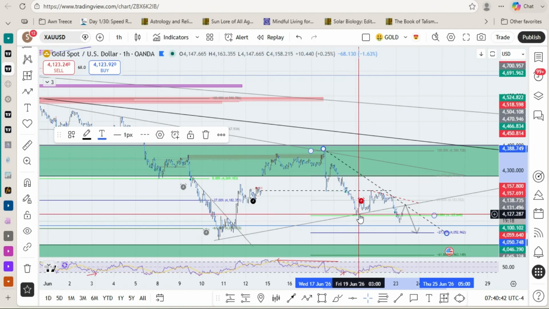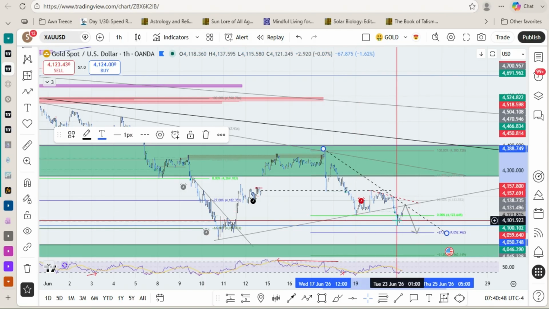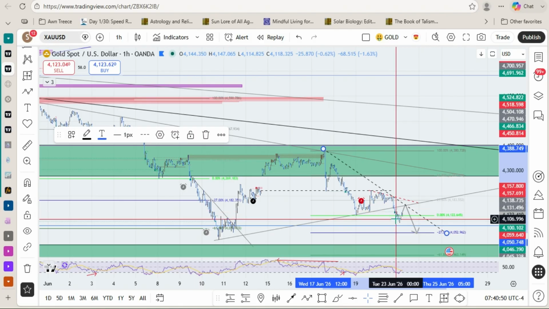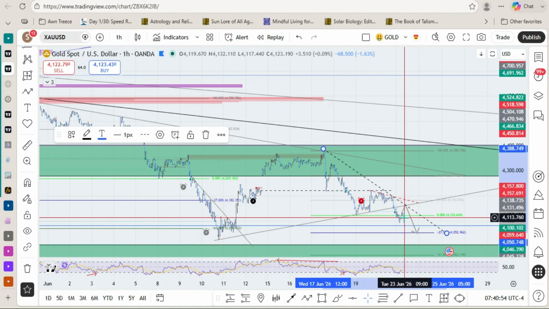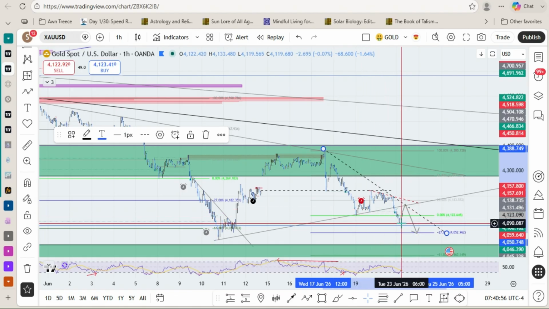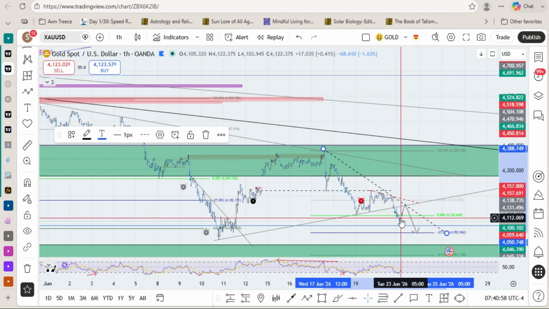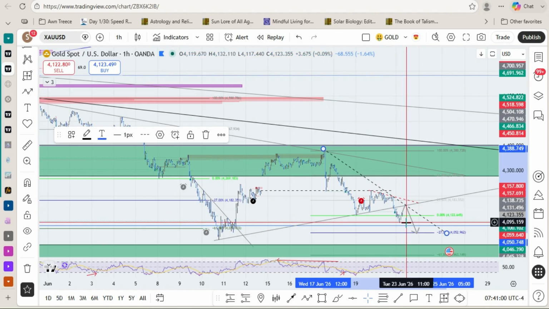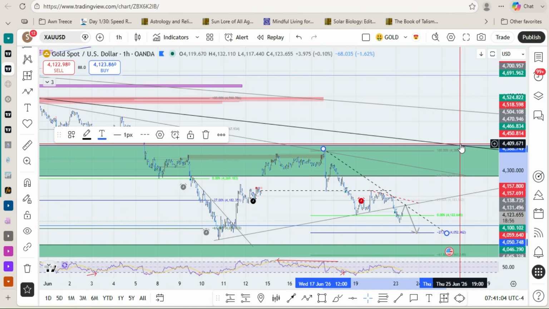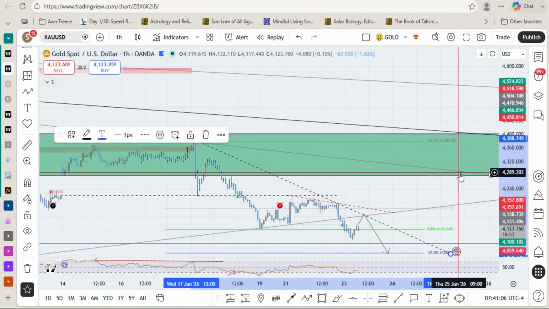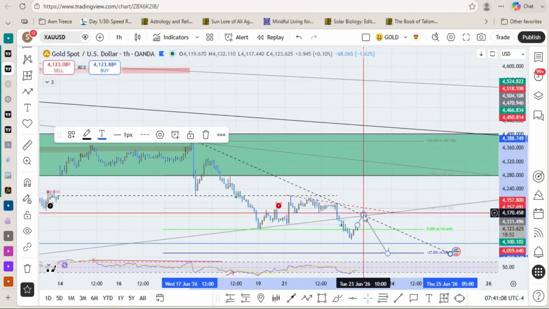So for here, I mean, it's at the last area of support, but it didn't break it enough for me to continue this break and then pull back to that level. So for this one, I'm thinking the break and the pullback would be of this trend line. So we'll just have to see.